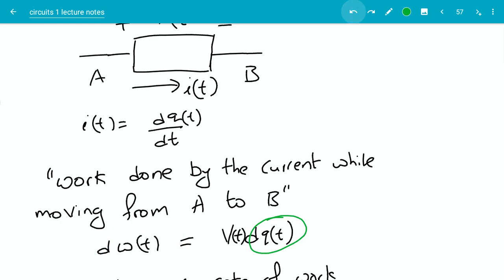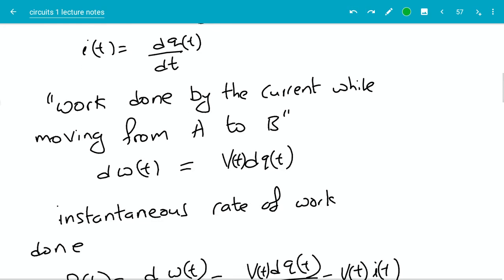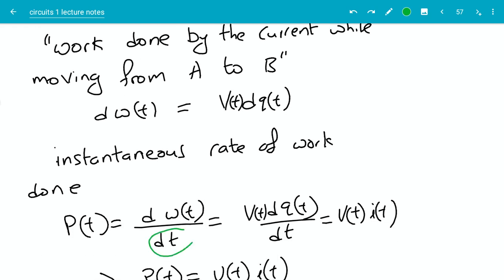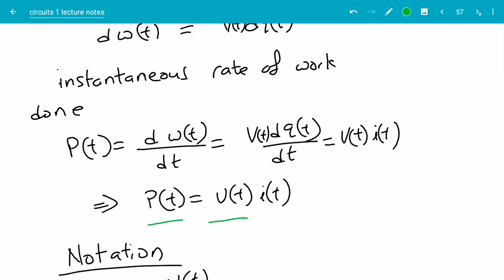Then we said that the instantaneous power, or the rate of work, is obtained by dividing by the total time you're observing. So the power would be the rate of work being done. You divide this work by dt, and you get V of t times I of t, because dq by dt is I of t. So what we just saw is that the power is given as the voltage times current. This is probably also familiar from your physics classes, and we just saw how we can derive it very easily.